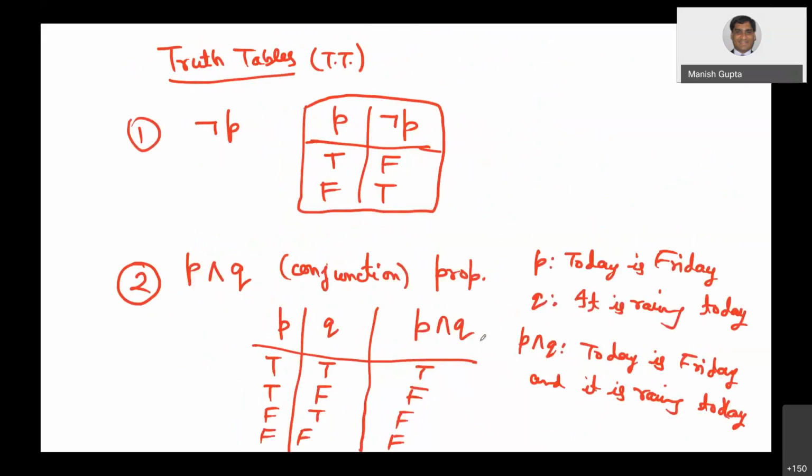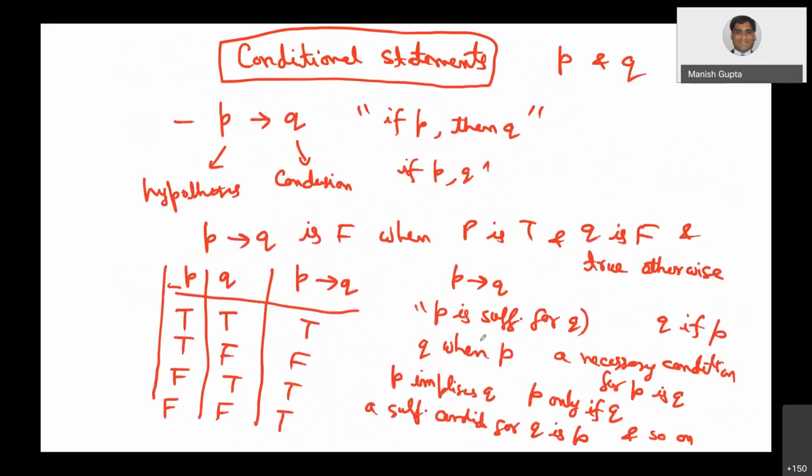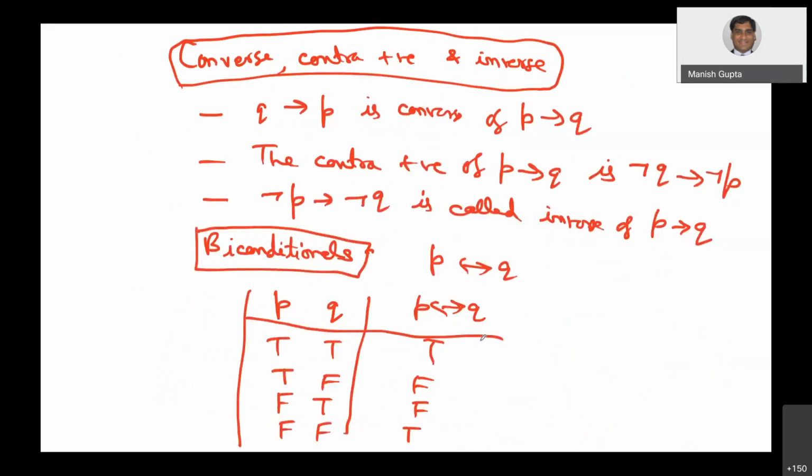So these are the basic things I talked about: negation of P, conjunction, disjunction, exclusive P and Q, conditional statements, P implies Q, Q implies P, converse, contrapositive, and inverse, and biconditionals. Now I think I can give you some idea about compound propositions.